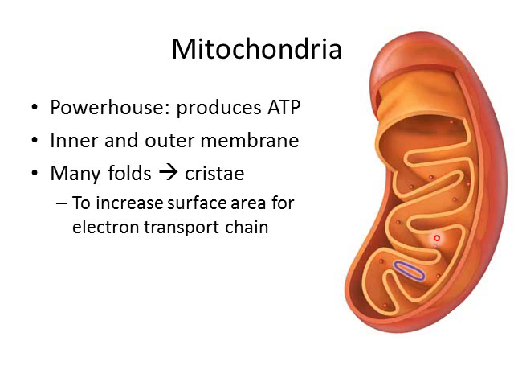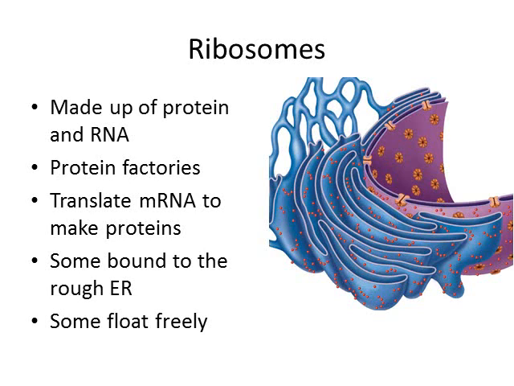So the more membrane surface area we have, the more ability we have to do the electron transport chain, and that's how we make ATP for the most part. Moving on. Other important organelles are called ribosomes.